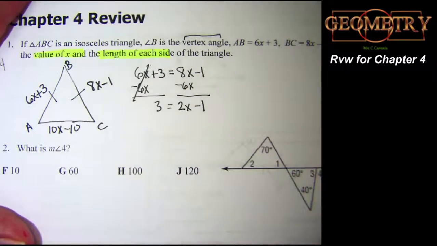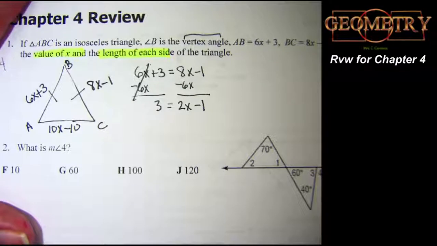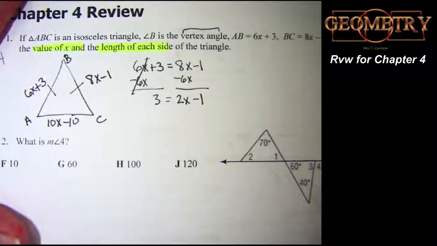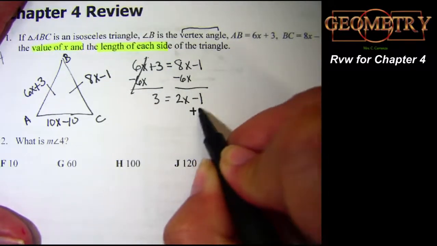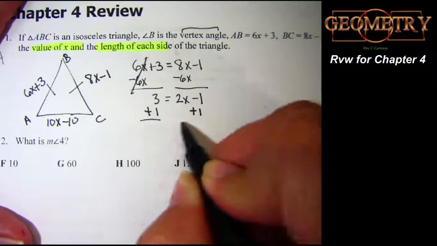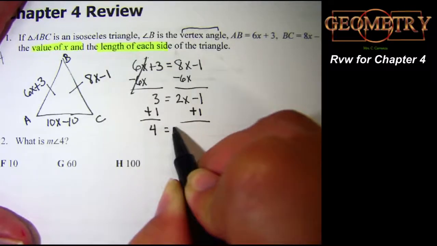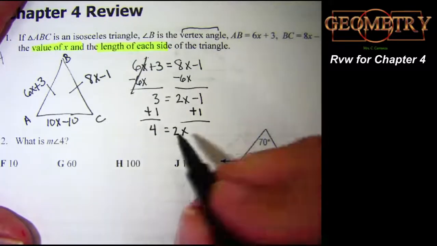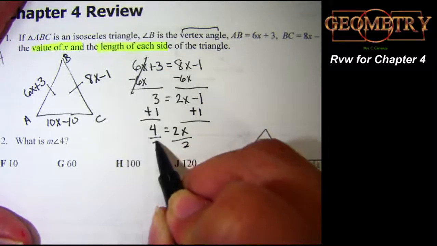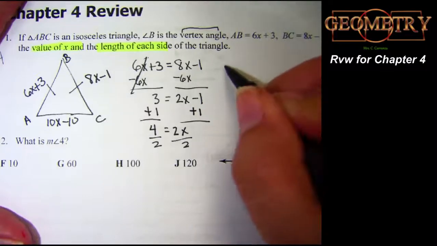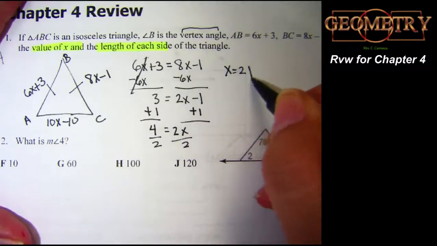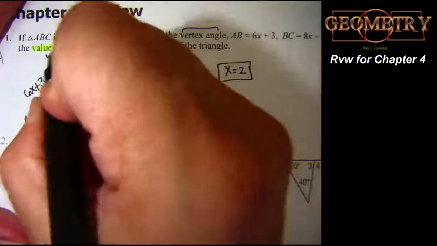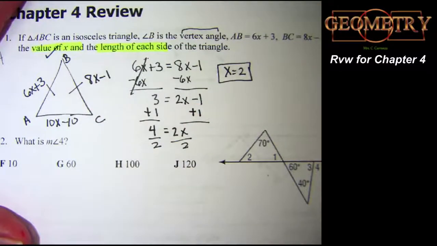And there's my new equation. I need to get rid of that negative 1. I get rid of subtractions by using additions. And when I'm done simplifying, I have 4 equals 2x. Undo the multiplication by 2 requires me to divide, and so x equals 2. I've done this portion of this question.